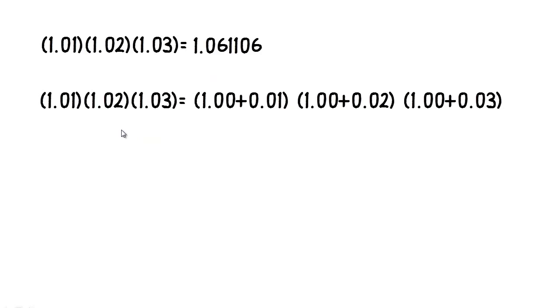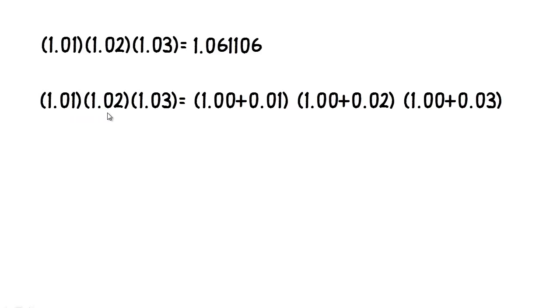If I want to do 1.01 times 1.02 times 1.03, without using the calculator, I can immediately tell you that the answer is about 1.06. This is the exact answer, so 1.06 is pretty close. How did I do that?